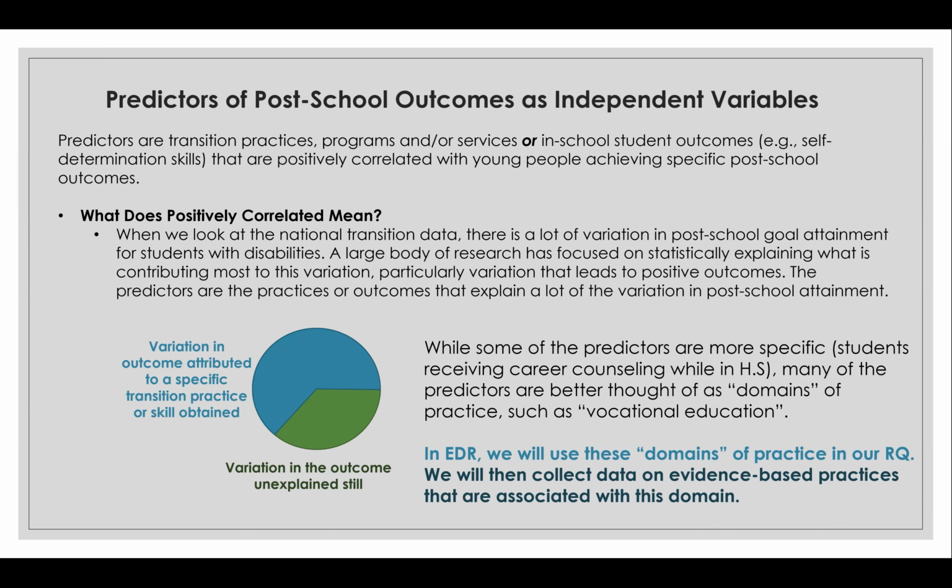I like to think about this in terms of a pie chart here. So that variation in their post-school outcomes is attributed to a specific transition practice or skill. And then there's always going to be some variation that's unexplained. That unexplained being all of those socioeconomic factors as well, right? The things that we can't control, but what we can control and improve and support in an easier way are the things that we do to support young people to reach their goals. So why I'm telling you this is because in your study, you're going to be using these domains, these predictors, to develop your research question.